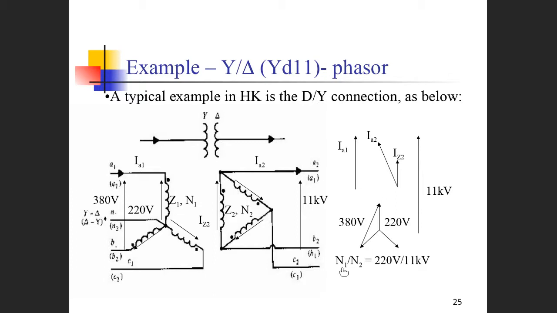And the turn number ratio here is N1, phase 1, low voltage side, over N2, phase 2, high voltage side, which will be 220 volts over 11 kV. But if you're talking about the line voltage, there will be 380 over 11 kV. That is the transformation ratio. So you look at the transformation ratio and the phase turn number ratio, not the same.